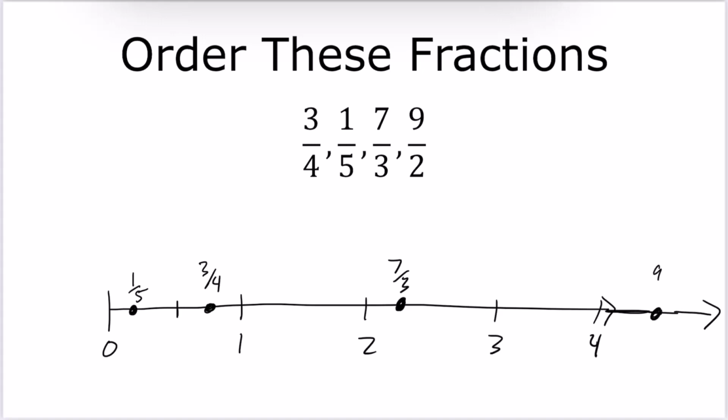And so by using these benchmark fractions of my whole numbers as well as my half marks, this shows me that the smallest number is 1/5, the next smallest number is 3/4, then 7/3, and then 9/2. And that's how I would order those fractions.